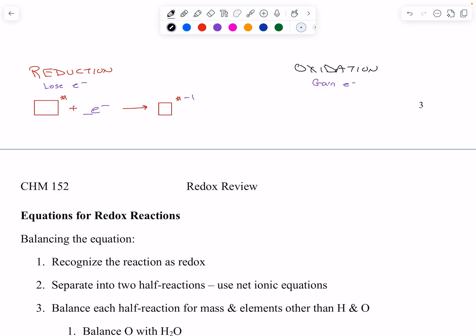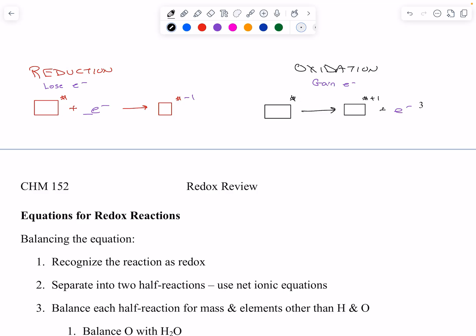Oxidation is the opposite. In oxidation, you have your element, and that's going to go over to your element, whatever your element is, plus an electron. And so you're going to have your charge here, whatever this charge is, the number of electrons, it could be 0, whatever, and it's going to be this plus 1. So you can go from -2 to -1. You can go from 0 to +1. You can go from +1 to +2. But that's what oxidation is. That's what reduction is.